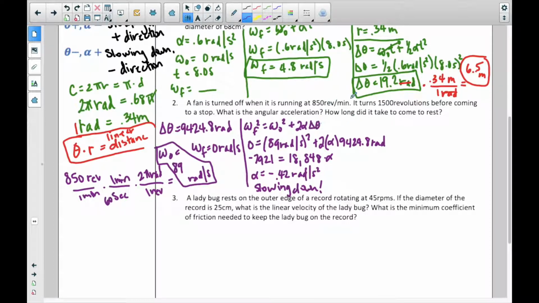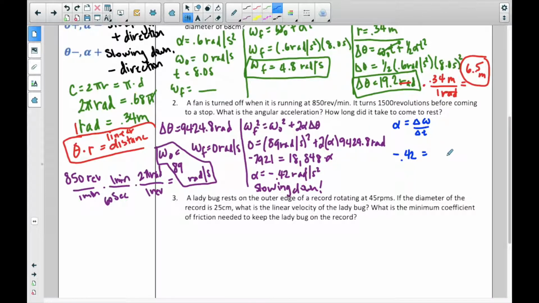Okay, then the next question is, how long did it take to come to rest? I'm going to change colors because, again, I'm running out of space here. Once again, we know what the acceleration is, and we know what the change in velocity was, so we can use that to come up with our time. So remember that acceleration is change in velocity over change in time. And our acceleration was a negative 0.42 radians per second squared.